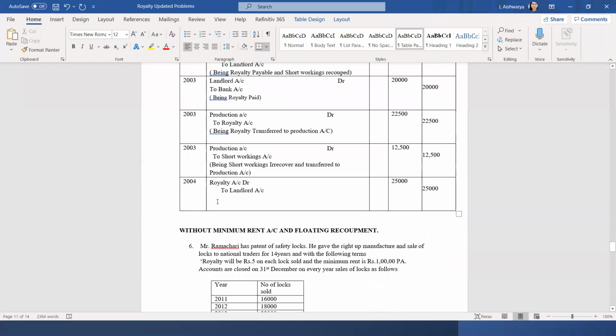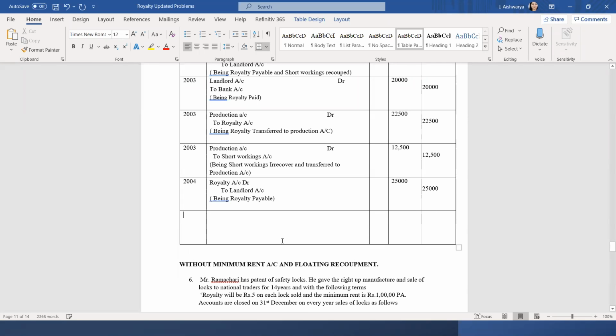Then what is the narration? Being royalty payable. Okay, after the payable entry in 2004, what is the next thing? Landlord account debit to bank account. Yes, Daniel, royalty paid.